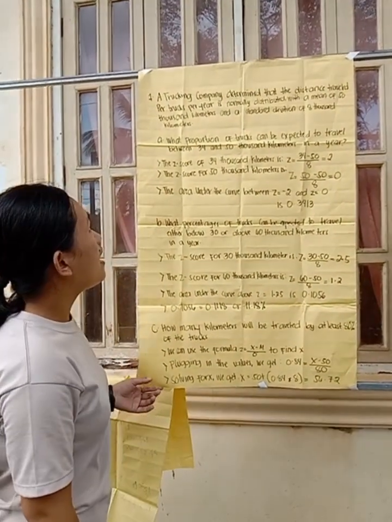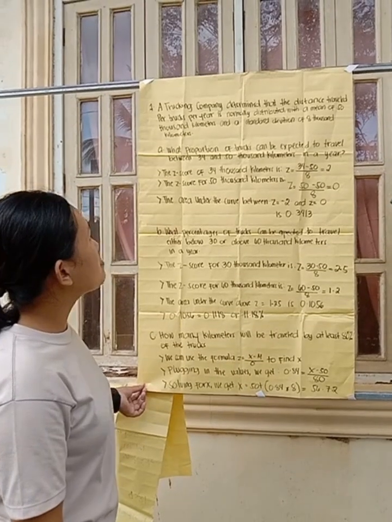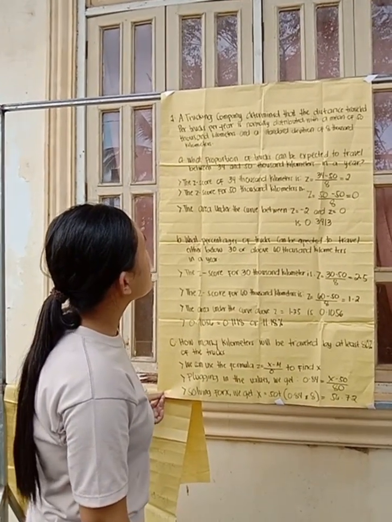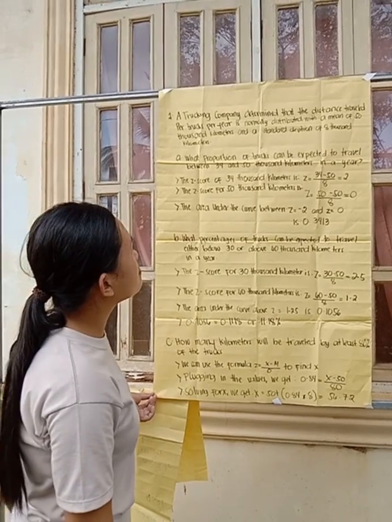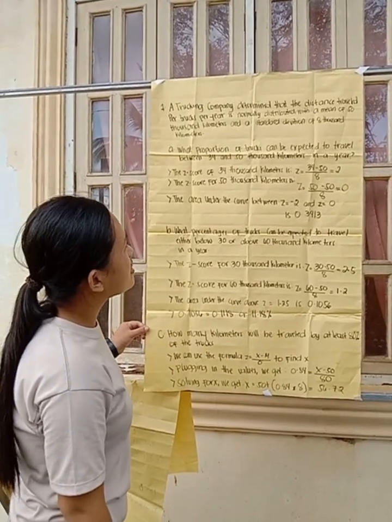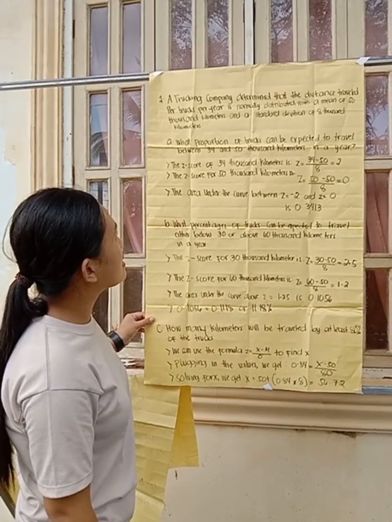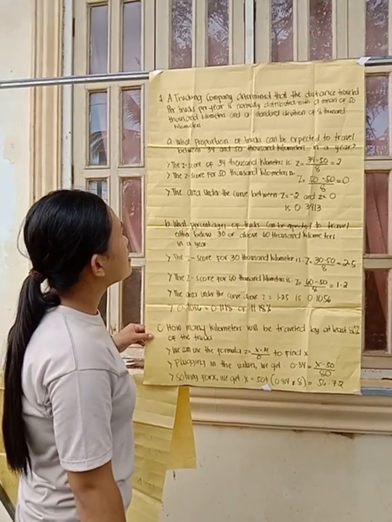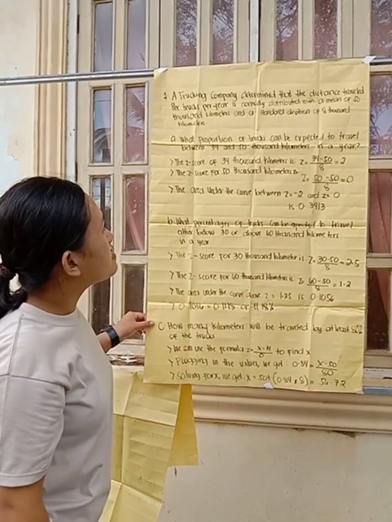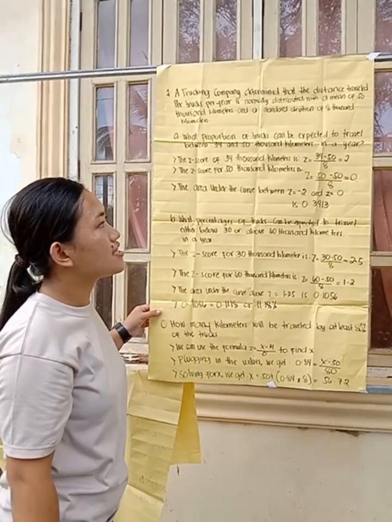So first is question number 1: a trucking company determined that the distance traveled per truck per year is normally distributed with a mean of 50,000 kilometers and a standard deviation of 8,000 kilometers. Letter A is what proportion of trucks can be expected to travel between 34,000 and 50,000 in a year.